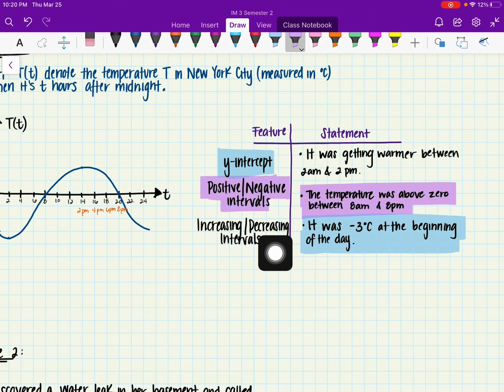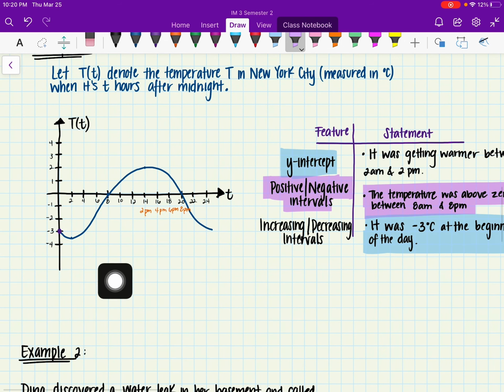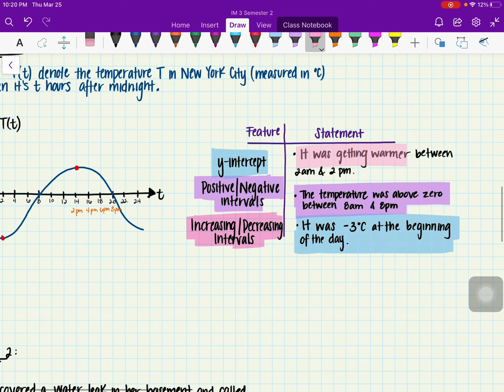So therefore, the last one, increasing and decreasing intervals, it says that it was getting warmer between 2 a.m. and 2 p.m. So if we take a look from 2 a.m., which is here, and we take a look at 2 p.m., which is there, we see that there's actually an increase in the temperature. So therefore, matching would be this one here.